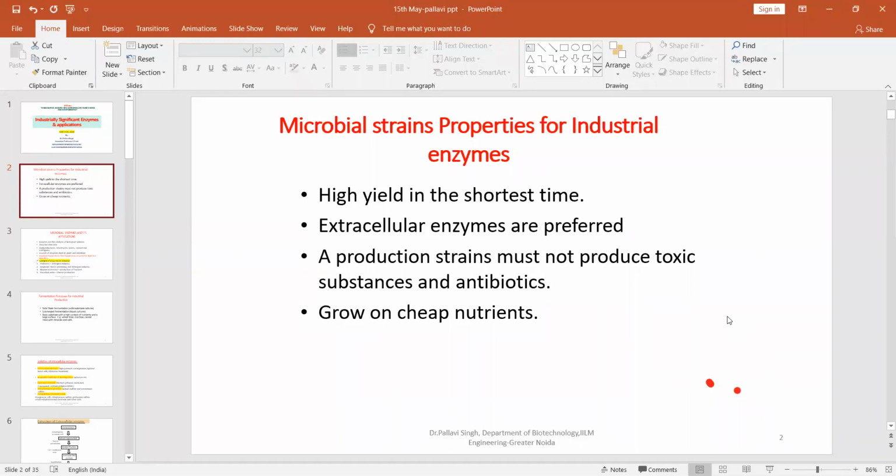So when we are selecting the microbes, we have to keep in mind these four parameters: they should have the ability to grow on cheap substrates, they should give high yield in the shortest time, and they should produce no toxic byproducts. We prefer extracellular enzymes rather than intracellular, because processing intracellular enzymes requires more energy and more techniques to be embedded. I will discuss the protocol if we have an intracellular enzyme, and the protocol if we have an extracellular enzyme as a product.